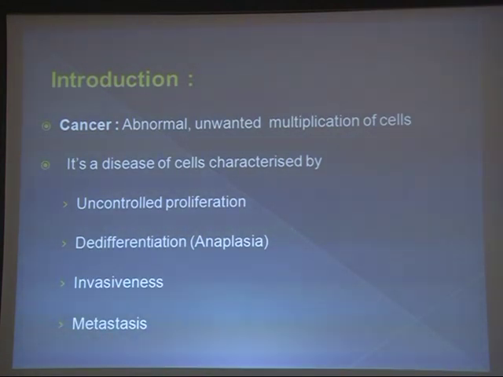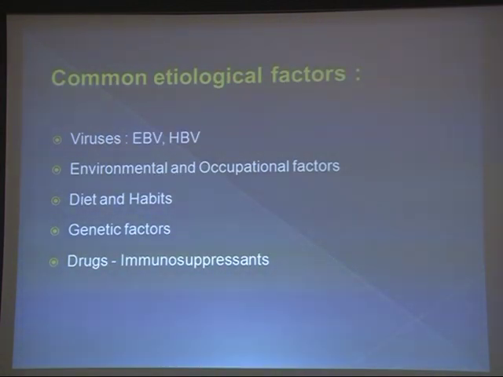Generally, when the cells multiply, there is a differentiation and some cells function in one manner, some cells function in another manner. But there is de-differentiation. We will not be able to differentiate among the cells, and that is what is anaplasia. Then invasiveness. The cancer cells have the property of invasiveness and metastasis, that is spread to the other organs.